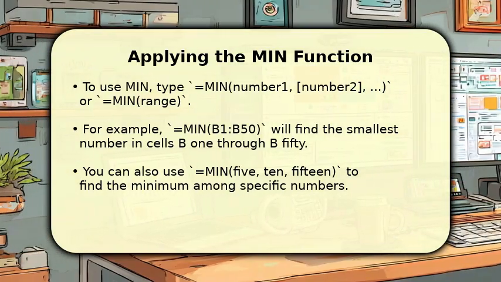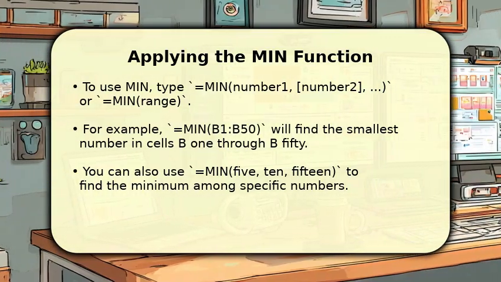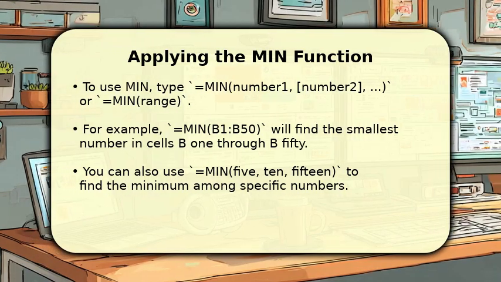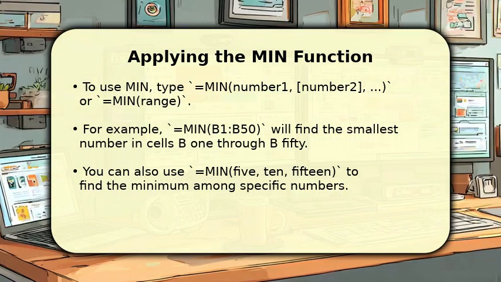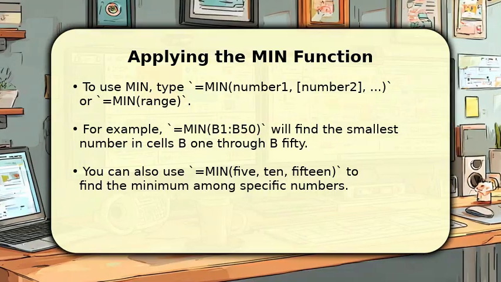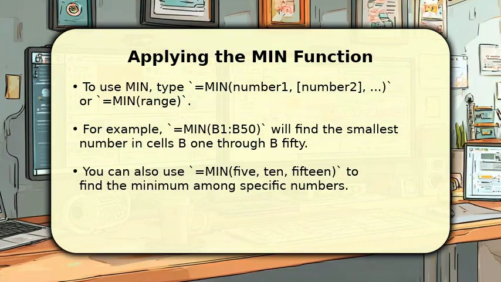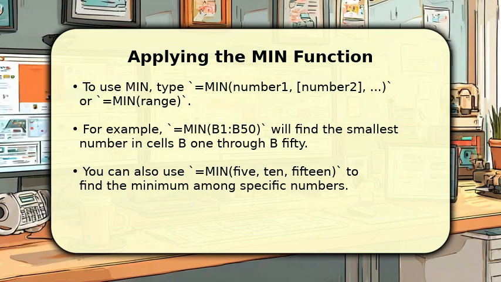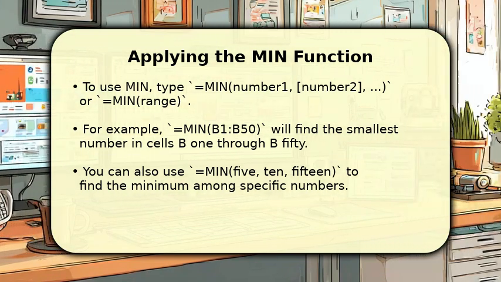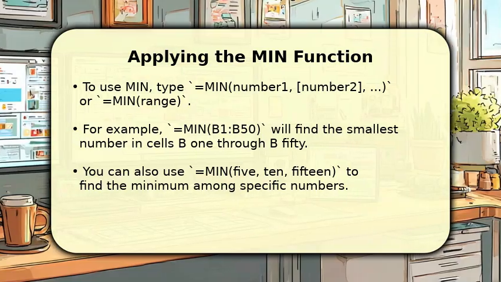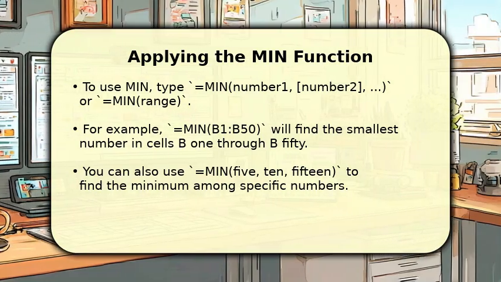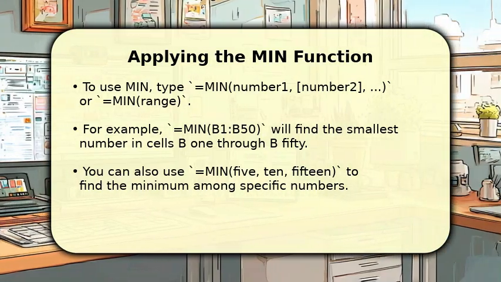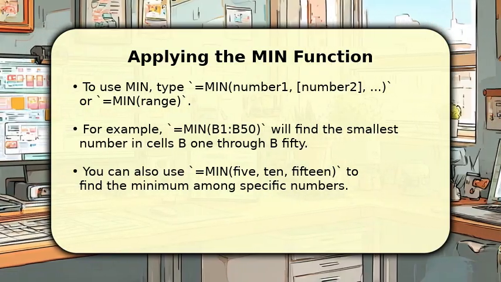Now, let's turn our attention to the MIN function, which works very similarly to MAX but for the smallest value. Begin by typing an equals sign, then MIN, and open parentheses. Just like with MAX, you can specify a range of cells, such as B1 to B50, or input a series of distinct numbers. This function is perfect for identifying the lowest score, the minimum temperature, or the smallest transaction in a dataset, offering crucial insights into the lower bounds of your numerical information.